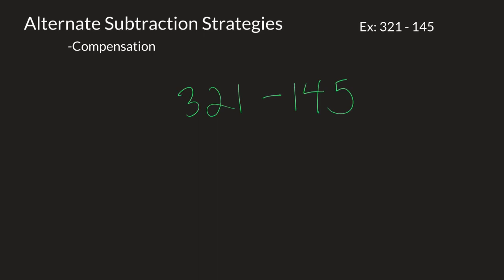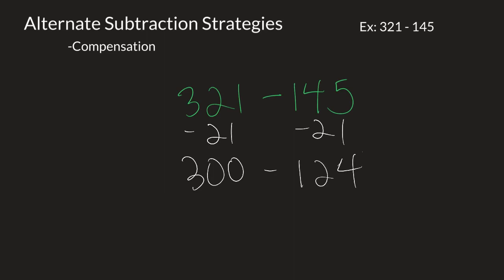Now, let's subtract this. Let's get this one to the nearest 100. So that would look like subtracting 21, and over here you subtract 21, and we're left with a new equation of 300 minus 124. Though you would have to regroup this one, maybe it's not as easy as the other one, but the answer is still 176. I like the adding one better. I don't know about you, but it works. That is compensation.